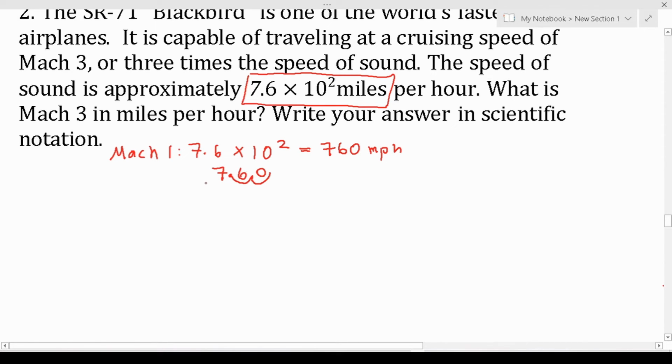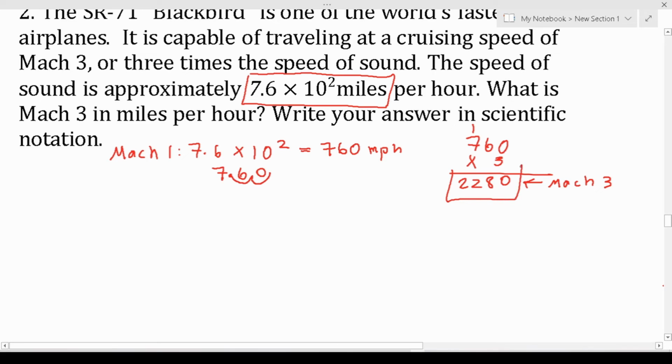To find out how fast Mach 3 is, all we're going to do is take this 760 miles per hour and multiply it by 3. So that's going to be 760 times 3. 0 times 3 is 0. 6 times 3 is 18. Carry your 1. 7 times 3 is 21 plus 1 is 22. So we can see that Mach 3, which is right here, is approximately 2,280 miles per hour.